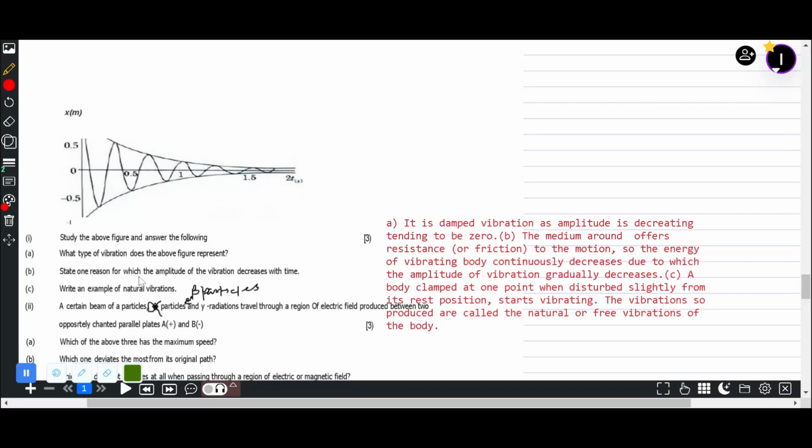B. State one reason for which the amplitude of the vibration decreases. Because there is a friction or resistance, and that's why there is a loss of energy which leads to loss of amplitude. Write an example of natural vibration.